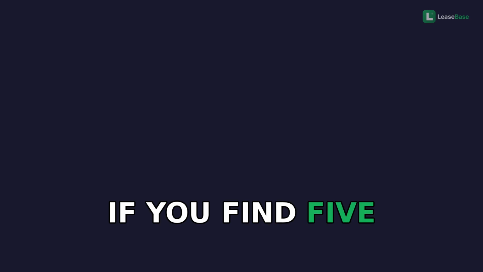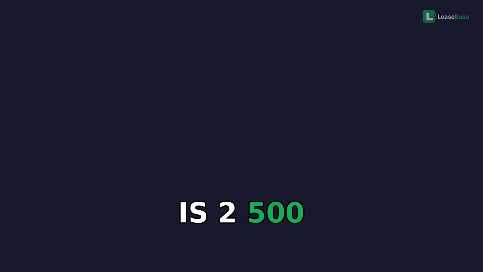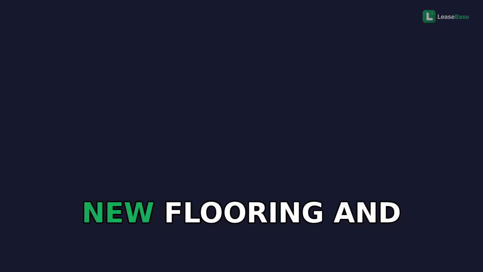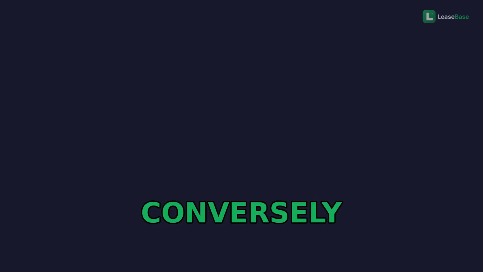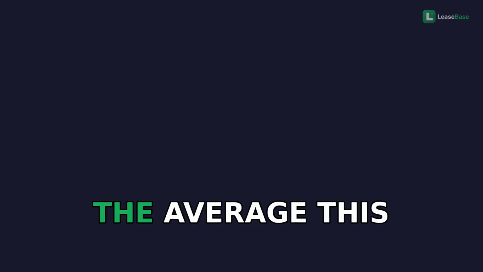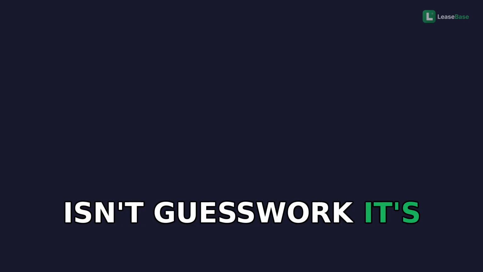Search for "How to Price Rental California," and you'll find plenty of free resources. Filter by these 5 data points. If you find 5 solid comps, you're 80% there. If your average comp is $2,500, but your unit has new flooring and AC, you can justify an extra $100 to $200. Conversely, if your unit is dated, you need to price below the average. This isn't guesswork, it's data.